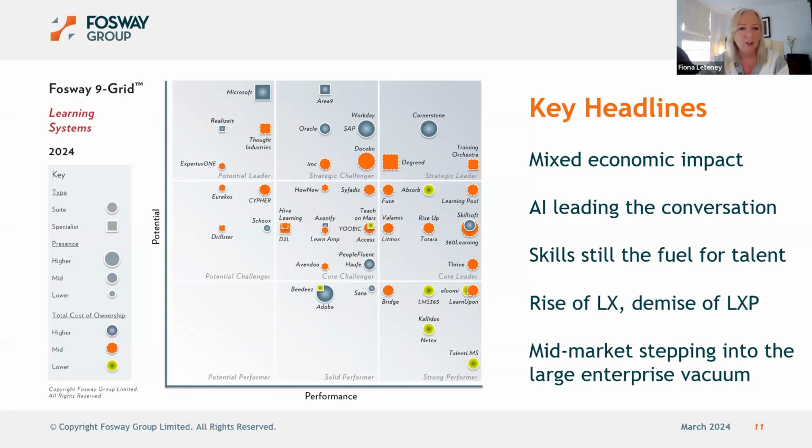The other thing I just want to say as well, we've got the same number of vendors on the grid as last year, but 4 came off, 4 went on. The ones that have come on are Adobe, Drillster, Expertus One, and Cypher. So welcome to the grid for those.